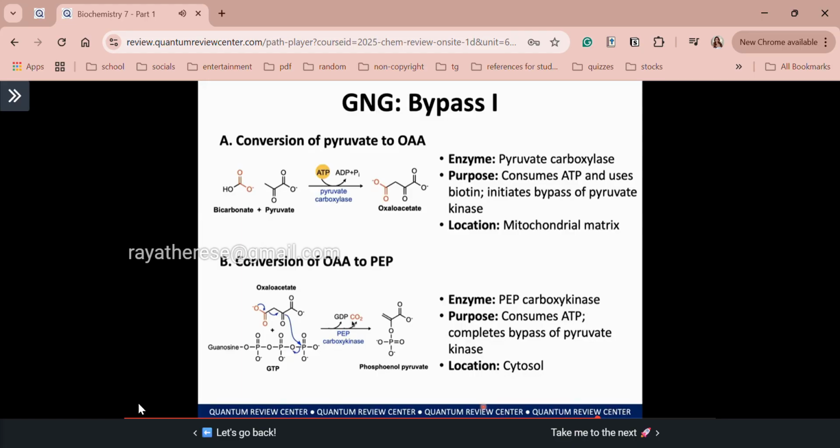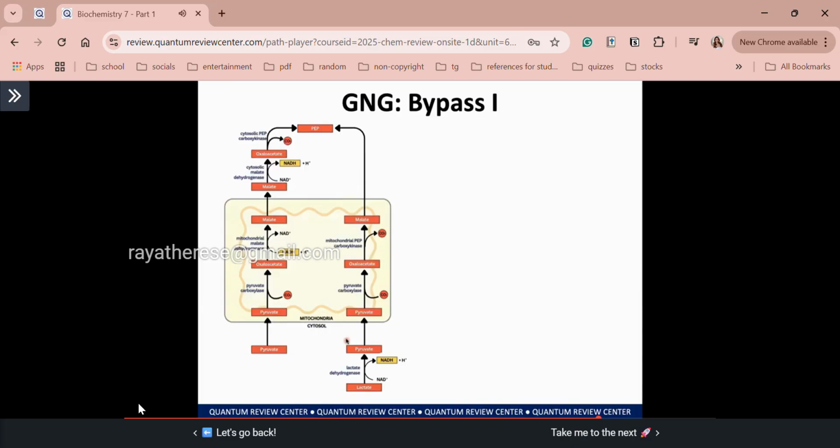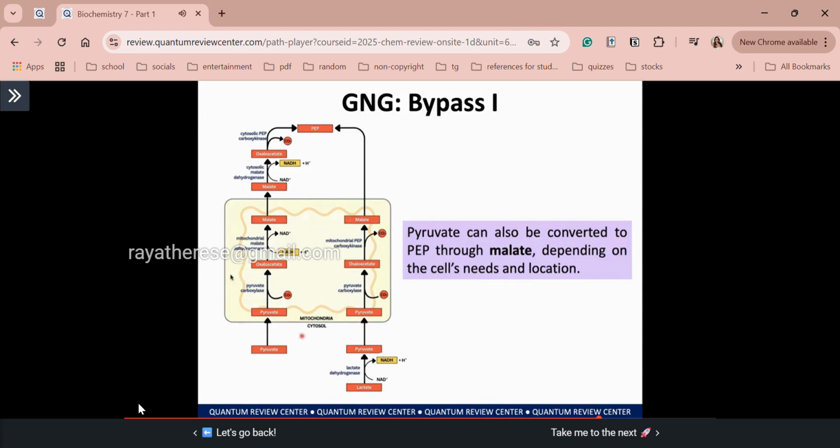Alright, so class, we will summarize the locations of our different metabolic pathways. But now again, we will also discuss your different or alternative pathways for bypass 1. So here you can see pyruvate can also be converted to PEP through your malate intermediate depending on the cell's needs and location. Okay, so sometimes, class, we still need to funnel your bypass reactions in different pathways in order for compartmentalization to be efficient. Again, the first reaction of our bypass 1, the conversion of pyruvate to oxaloacetate, occurs in the mitochondria. And again, mitochondria is a very busy organelle. That's why we have alternative pathways.